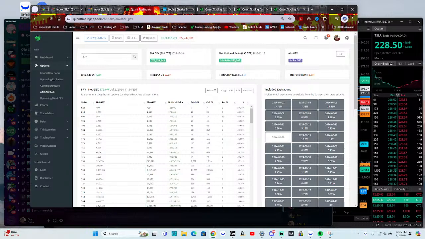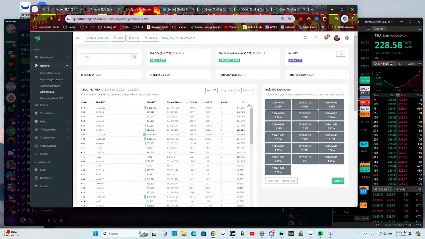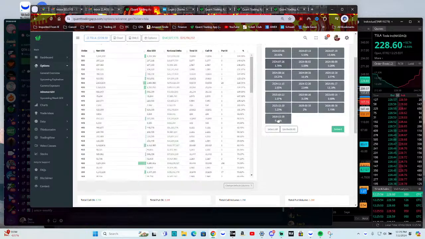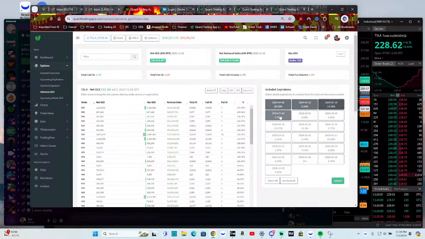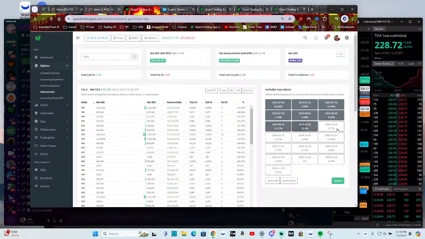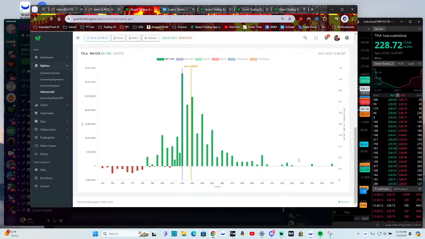Now, to get into it a little further, there's a nice little area in the website for the Quant trading app. It's called Advanced GEX. This is one of my favorite spots to hang out, because you can create your very own individualized GEX report. So if we were investing in Tesla a few months out, we can just select whatever expiration date we want. Say in November, we can get all the ones up to November. We click submit, and we'll have our own specific, tailored GEX report.